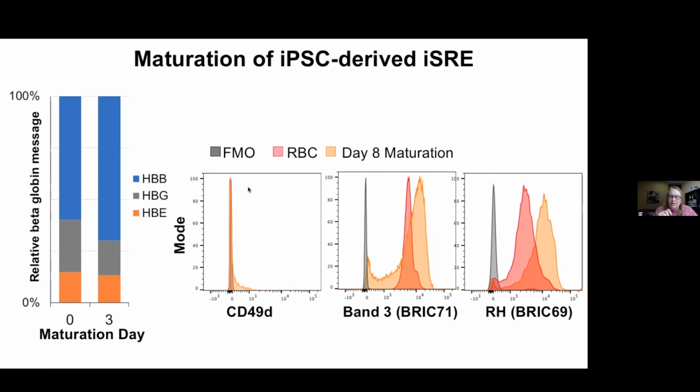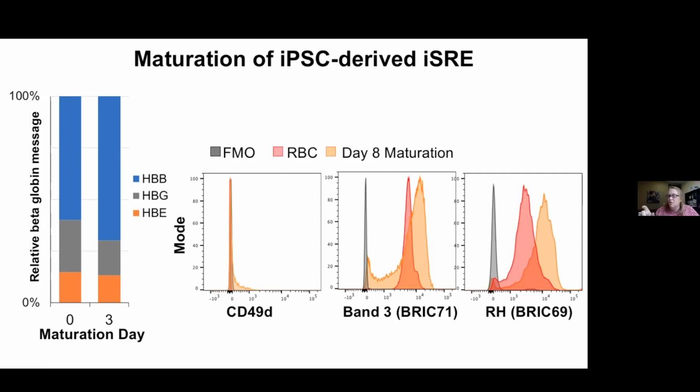Importantly, we see that CD49D is low and that band 3 is high on these cells, especially if you compare them to normal RBCs. And furthermore, if we look for RH, which is a really important antigen for blood typing on the surface of these cells, we see that they have very high levels of it. So we're really excited to then now very soon send these to our collaborators to see if they can be used as functional reagent red cells. And we have high hopes for that.